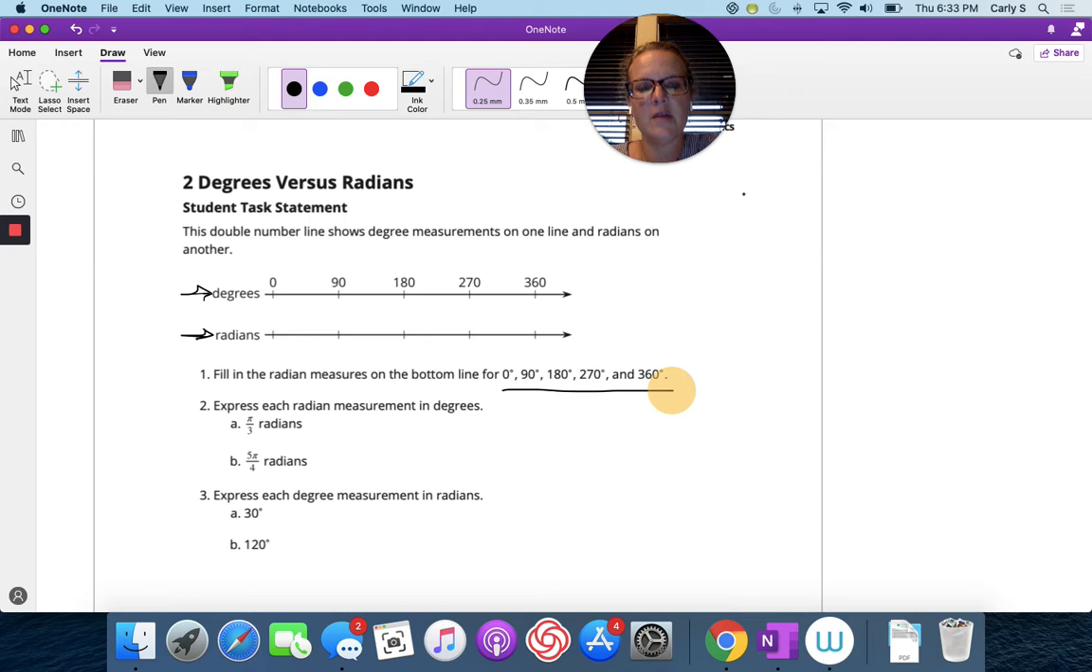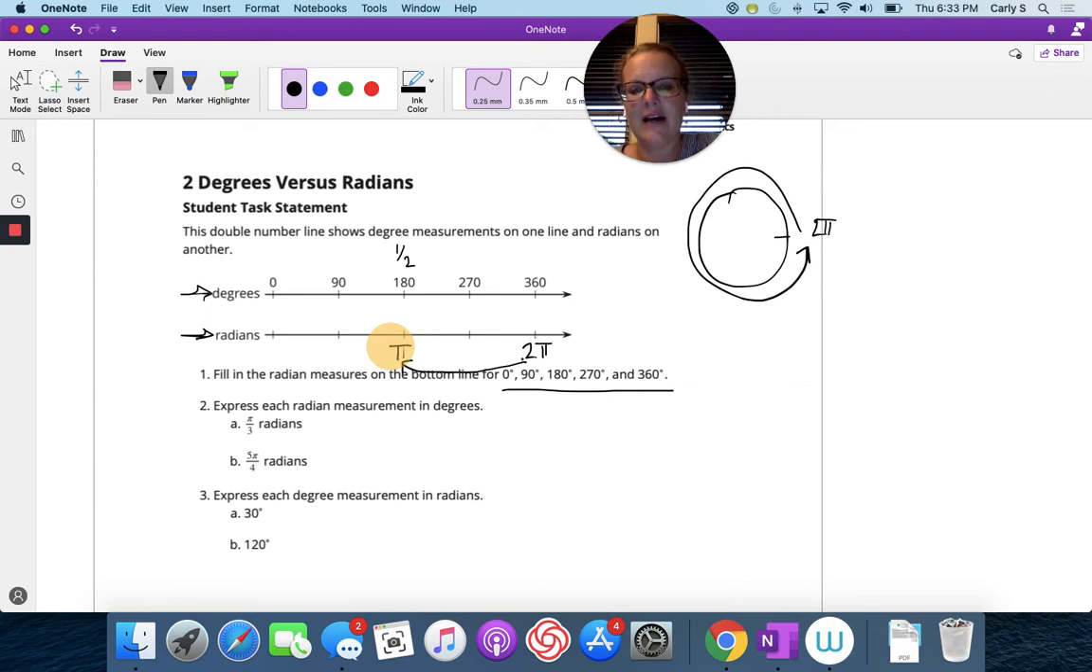Okay, well, we know that because we've done it in the past. If I draw a circle, and we start here and go all the way around the circle, it's 2 pi. So I can say 360 is 2 pi. 180 is half of the distance, so half of 2 pi is just pi. Now, if I do half of that again, it's pi over 2. And if I try to do three fourths of it, it's actually 3 pi over 2.